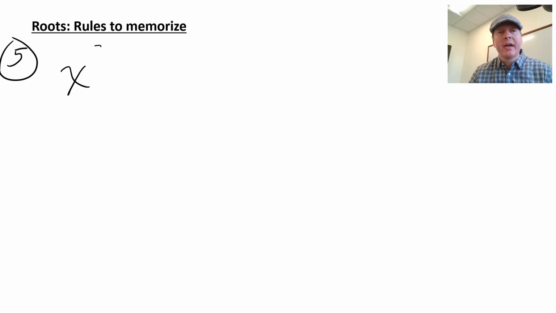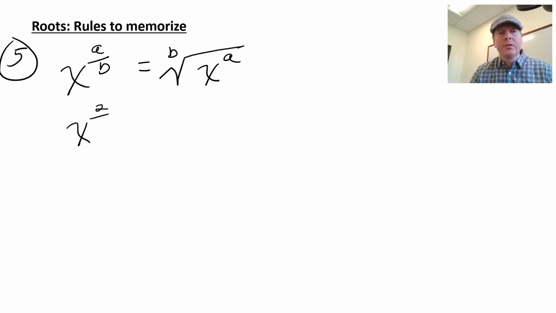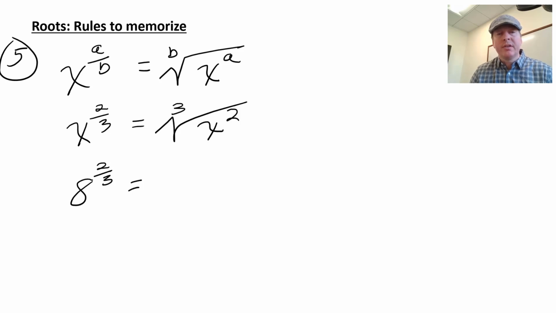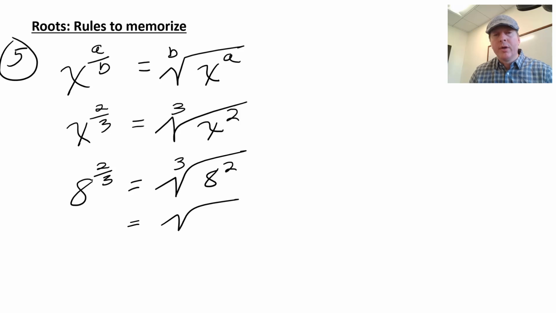Next rule: suppose I had x raised to the power of a over b. That is the b-th root of x to the a. X to the 2/3 is the cube root of x squared. 8 to the power of 2/3 is the same thing as the cube root of 8 squared, which is what? The cube root of 64, and the cube root of 64 is 4. 4 times 4 times 4 is 64.